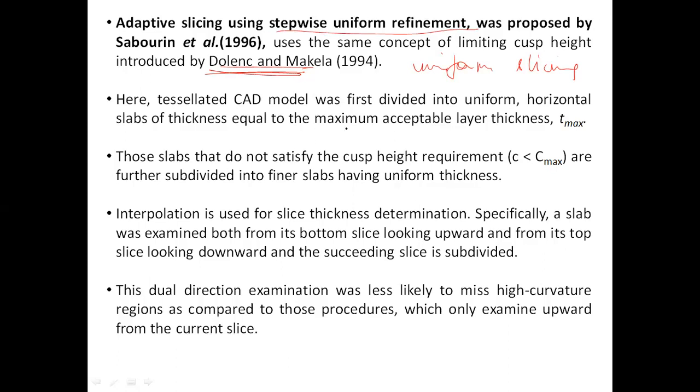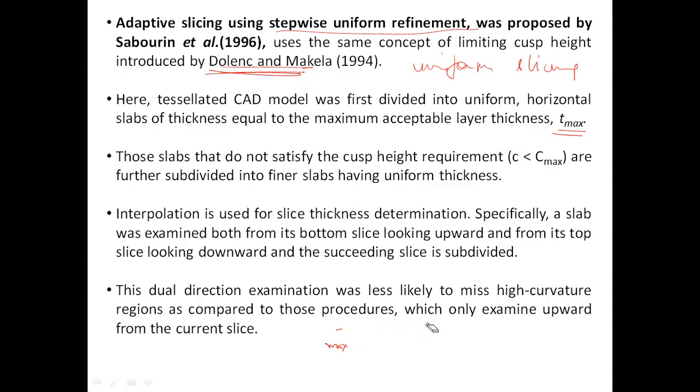Initially, what he did was find out the maximum value of C for the figure that they were trying to direct. So C basically gave them the cusp height. Now, based on that cusp height, or C maximum, they identified what will be the maximum layer thickness.